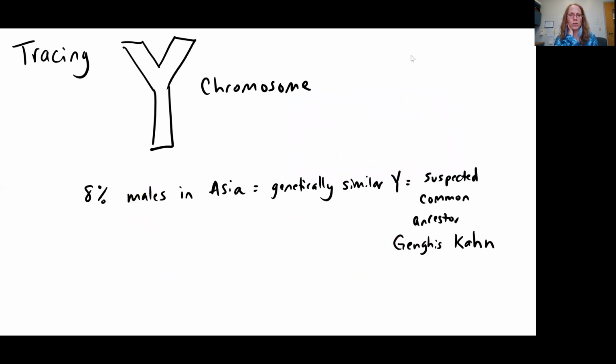Before we do that, let's take a little bit of time to talk about that Y chromosome. So dads pass on their Y chromosome to their sons. And so you can basically trace Y chromosomes and look at ancestry. And this has been done. This is kind of interesting. Our textbook talks about looking at the Y chromosome in males in Asia. About 8% have a nearly genetically similar Y chromosome. And when they trace that back, they think perhaps that came from a common ancestor, maybe Genghis Khan.